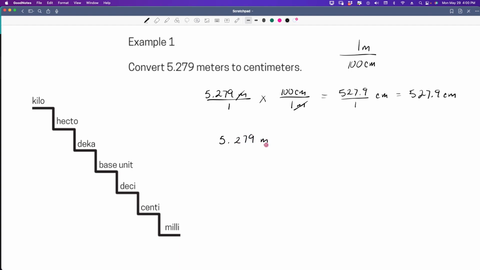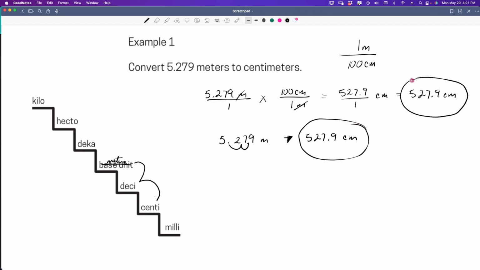Or we can use our stair step, and we could just write our number out, 5.279 meters, and we want to go to centimeters. So we would start here. Our base unit would be meters, and we would start at meters and go to centimeters. So we would go 2 spaces to the right, 1, 2. So 527.9 centimeters. You can use the stair step or you can use the conversion. You're going to get the same answer either way. Use the way that is the easiest for you.